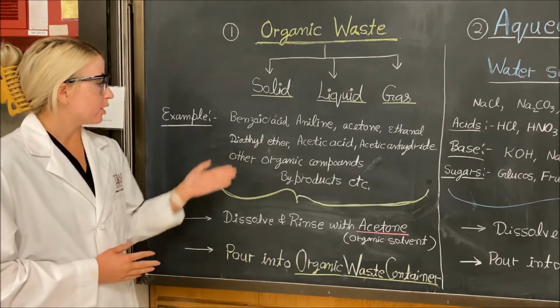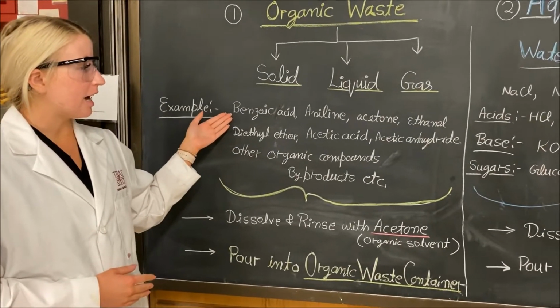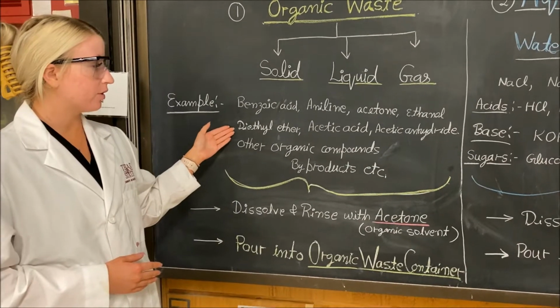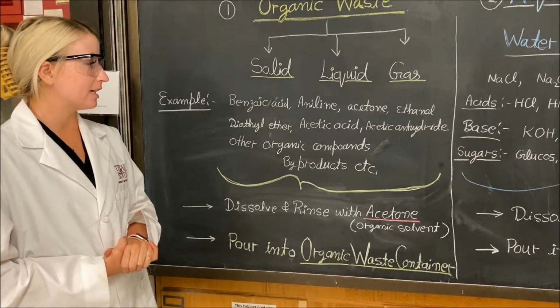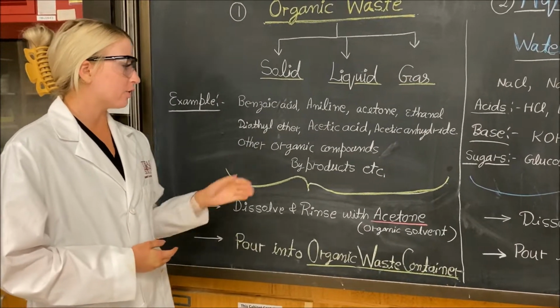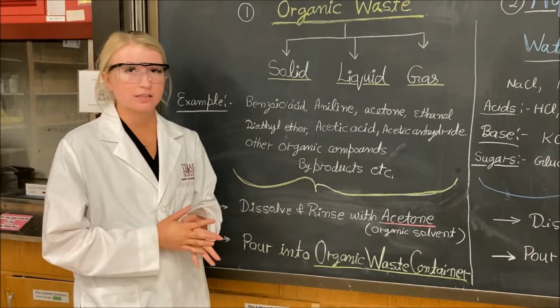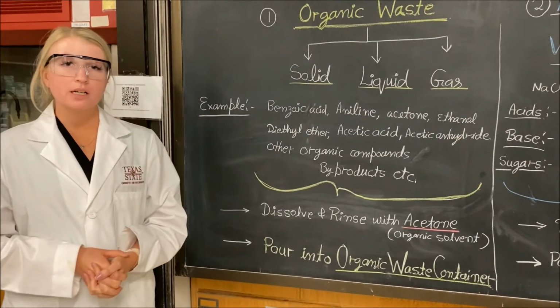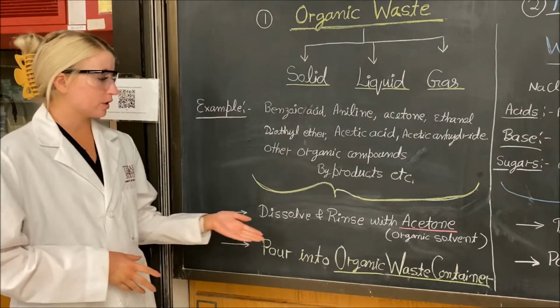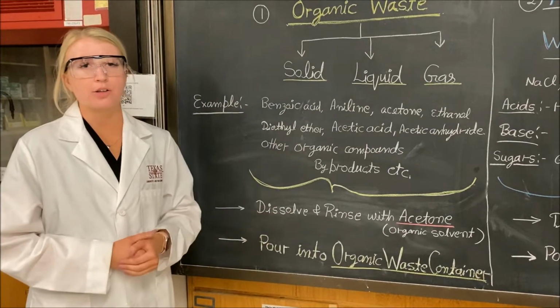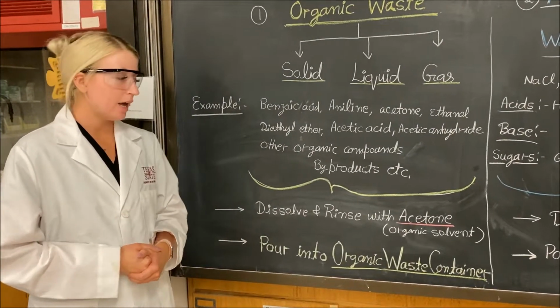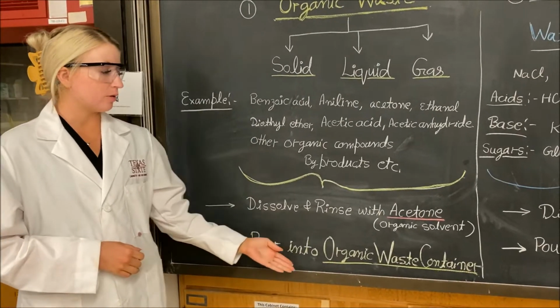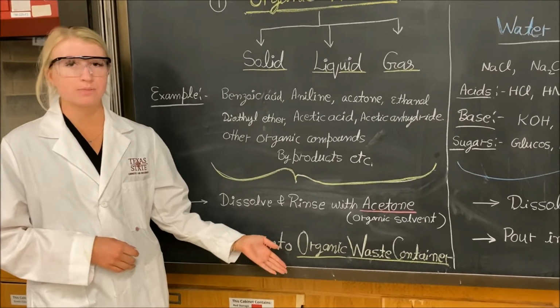Some examples of this are benzoic acid, aniline, acetone, ethanol, diethyl ether, acetic acid, acetic anhydride, other organic compounds, and their byproducts. So when you're disposing of organic waste, what you need to do is dissolve and rinse with acetone or any other appropriate organic solvent, and then you'll dispose of it into the organic waste container.